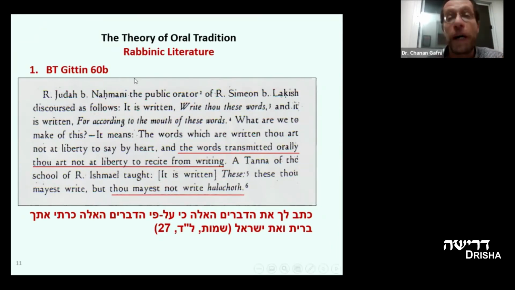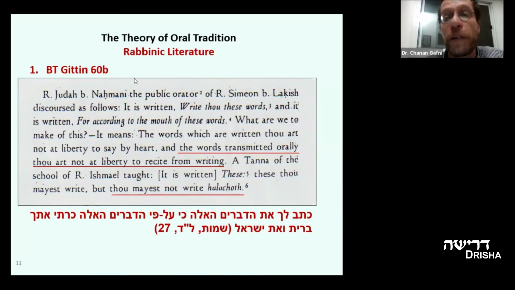The rabbis do try to tell us something about this. Perhaps the most explicit reference to this question appears in the Babylonian Talmud in Tractate Gittin 60b. And the Talmud over there is referring to a verse in Exodus 34:27. In Hebrew, it reads, Ktov lecha et hadvarim ha'ele. Moshe is commanded to write the following words, Ki al pi hadvarim ha'ele karati itcha brit ve'et Israel. Because due to these words, or based upon these words, the covenant was established with the people of Israel. So the rabbis say, referring to this tradition, Rabbi Judah ben Nachmani, the public orator of Rabbi Simon ben Lakish, discoursed as follows.